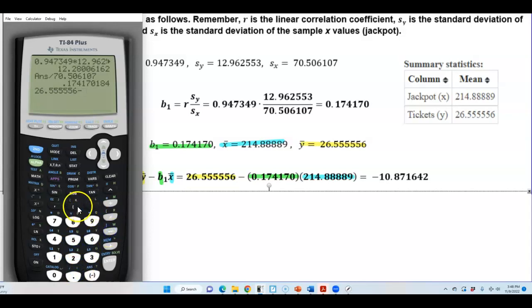26.555556 minus parentheses 0.174170 times 214.88889, close the parentheses and press enter, and round it to 6 decimal places. We get negative 10.871642.